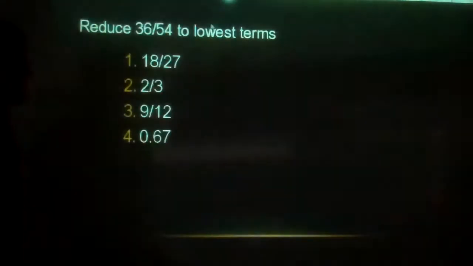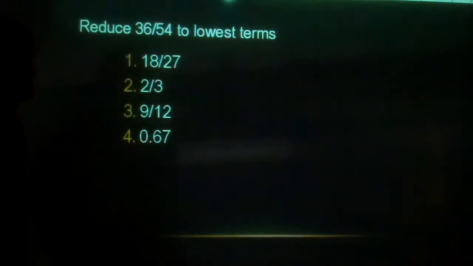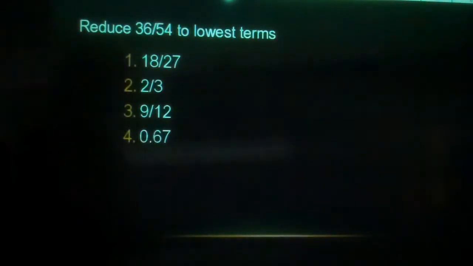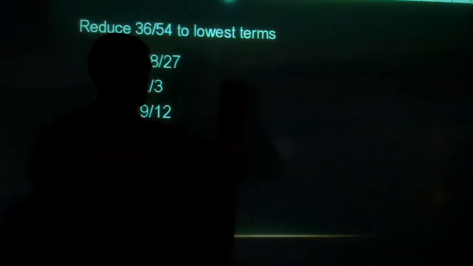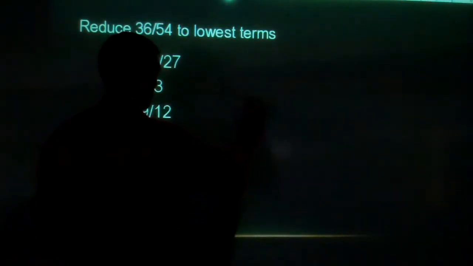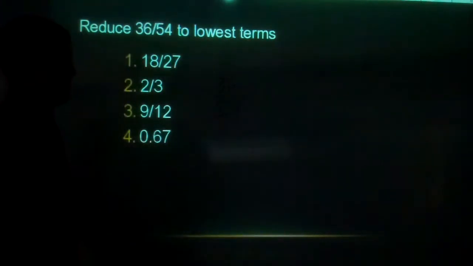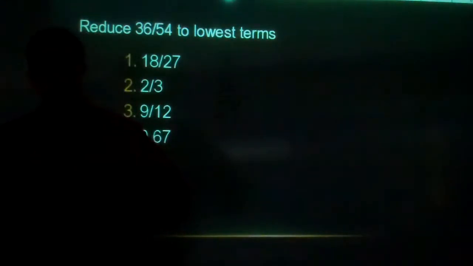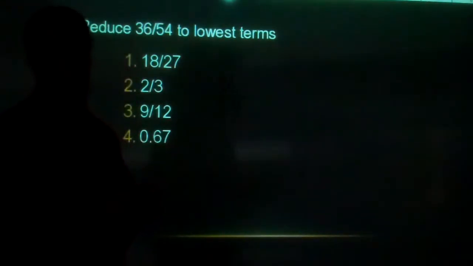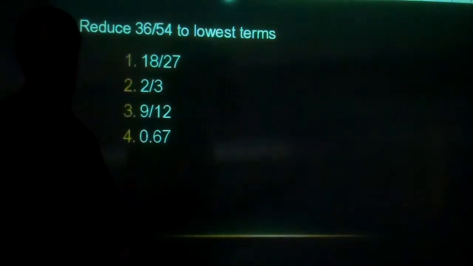And we'll show you what that's like with this one. It says reduce 36 over 54 to lowest terms. So 36 and 54. Now I told the students that there are a lot of numbers that go into 54 and 36. They share a lot of common factors.